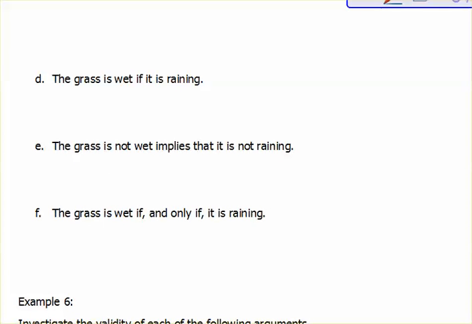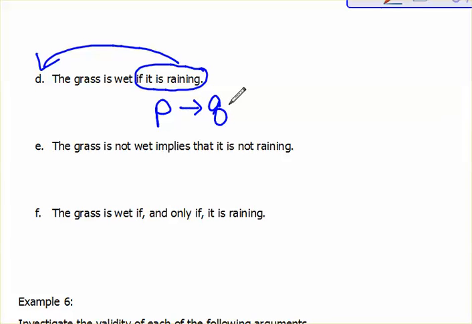If the grass is wet, the grass is wet if it is raining. They kind of did this one backwards, didn't they? They didn't put their if statement first. So we need to rearrange this because the if statement comes first before the then statement. So the grass is wet if it is raining is the same thing as saying if it is raining, then the grass is wet. So if it is raining is P, implies the grass is wet, which is Q. So be careful for that. You have to watch out for things being flipped around.